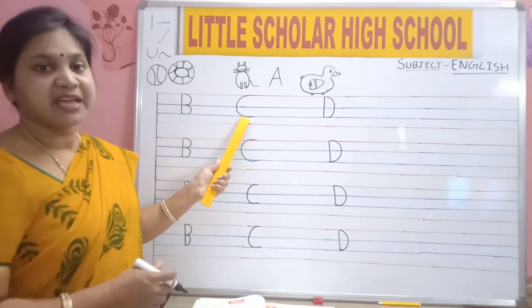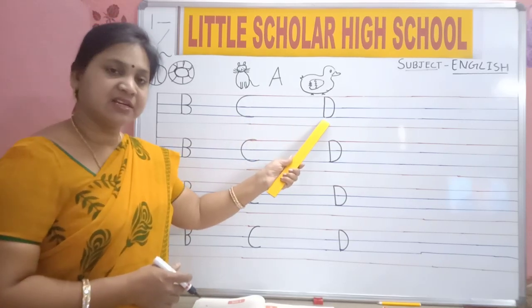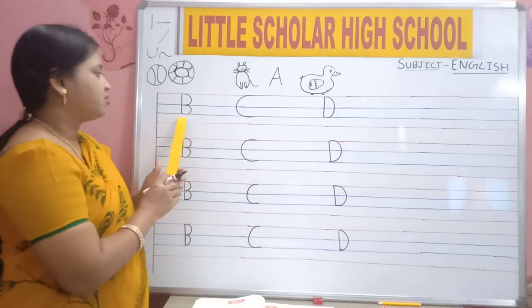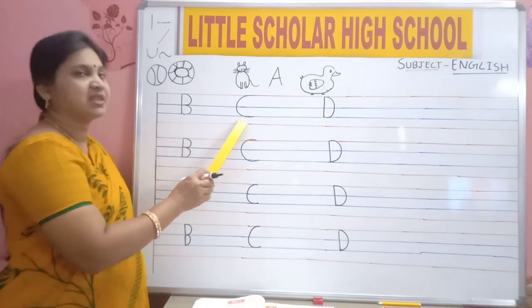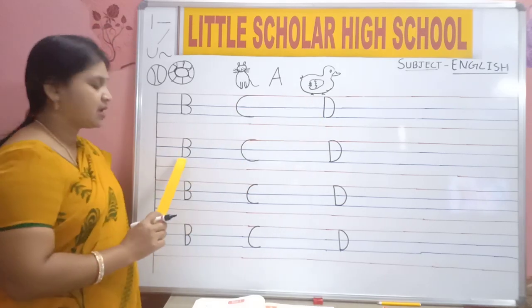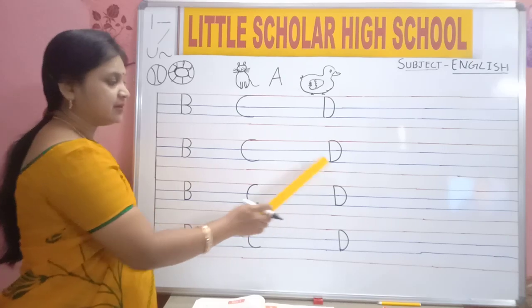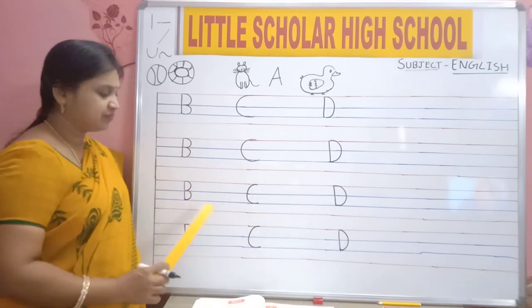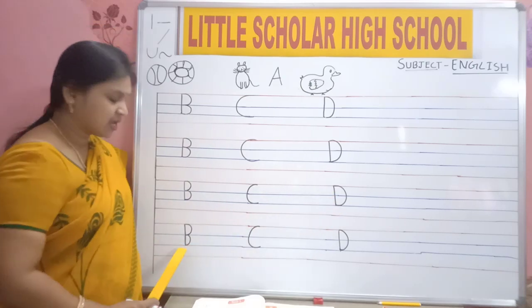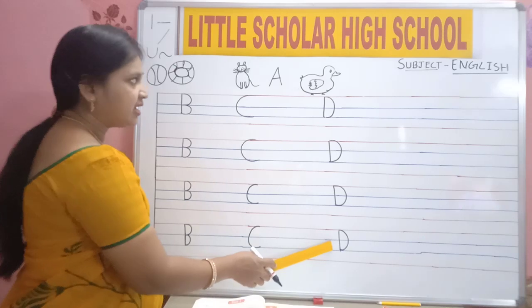C. C for cat. C for carrot. D for duck. D for donkey. D for doll. What is this? B, C, D.